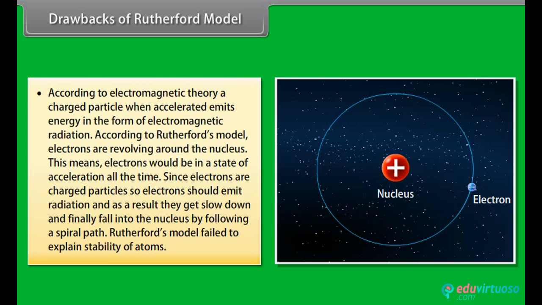Drawbacks of Rutherford model. Number 1. According to electromagnetic theory, a charged particle when accelerated emits energy in the form of electromagnetic radiation. According to Rutherford's model, electrons are revolving around the nucleus. This means electrons would be in a state of acceleration all the time. Since electrons are charged particles, electrons should emit radiation, and as a result, they get slowed down and finally fall into the nucleus by following a spiral path. Rutherford's model failed to explain stability of atoms.